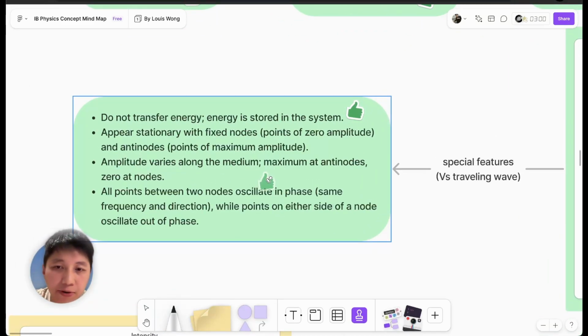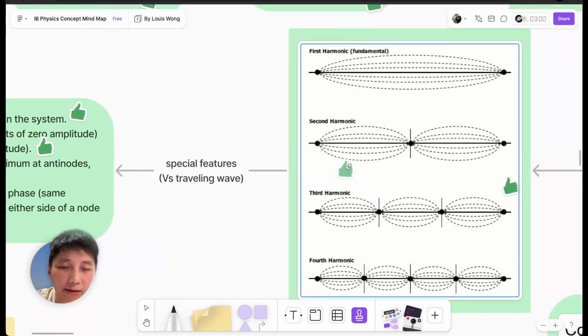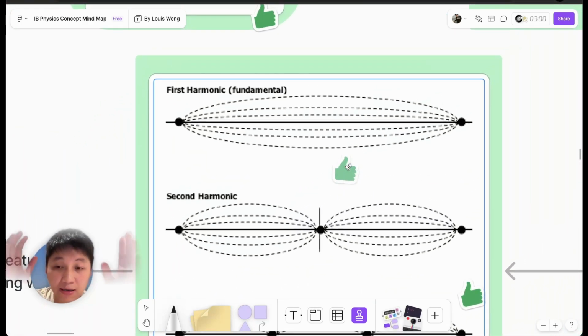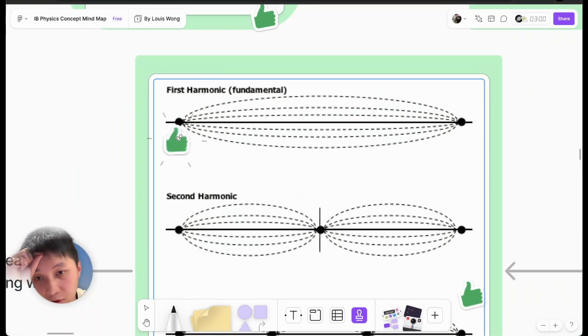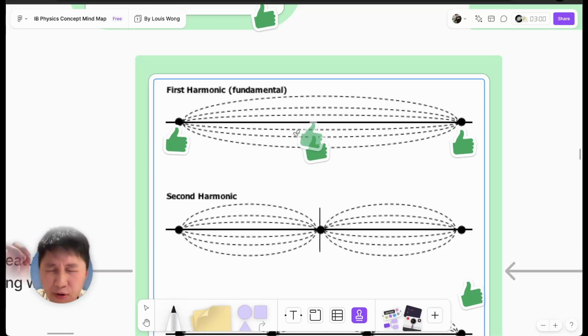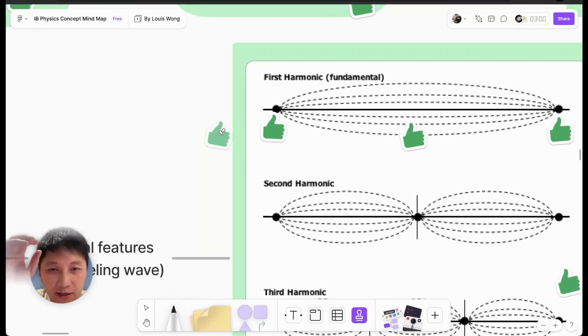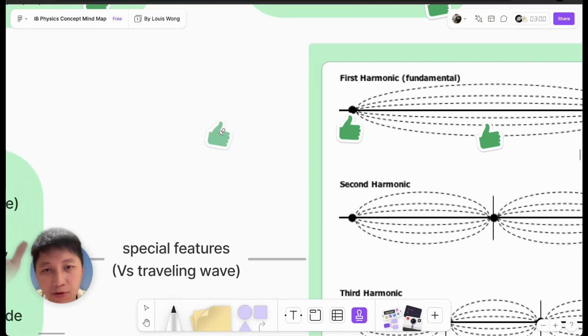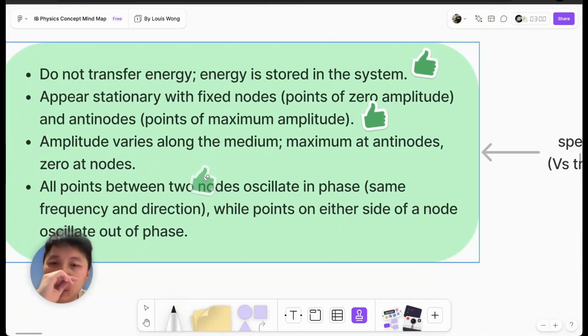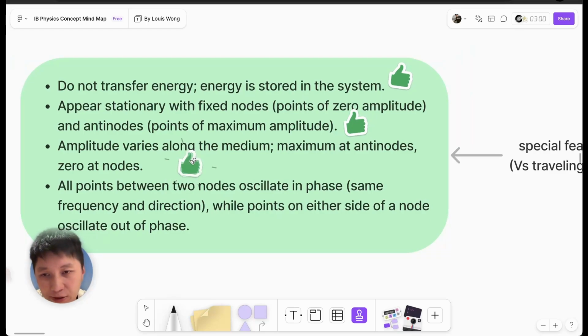Second point, it appears to be stationary, with the fixed nodes having zero amplitude and the antinodes having maximum amplitude. Do pay attention that this is a node, and in the middle is an antinode, but between them, although we don't have names for them, they also have amplitude, and interestingly the amplitude is changing, from 0 gradually to the maximum in the middle, which is basically the third point.